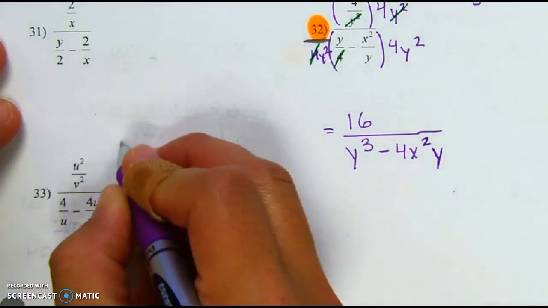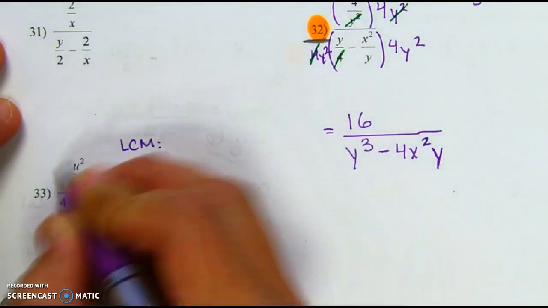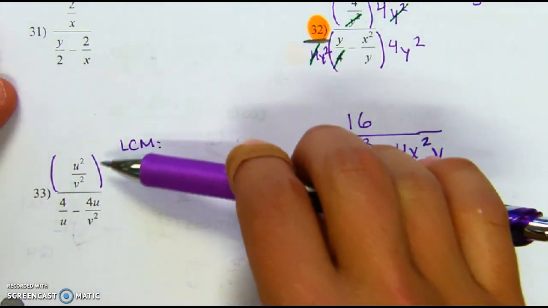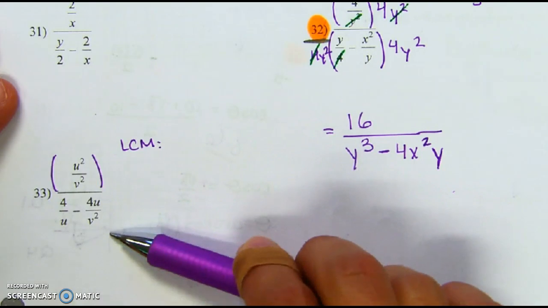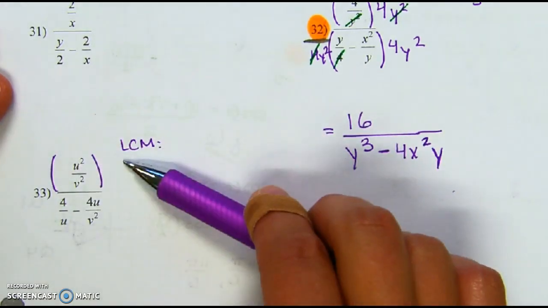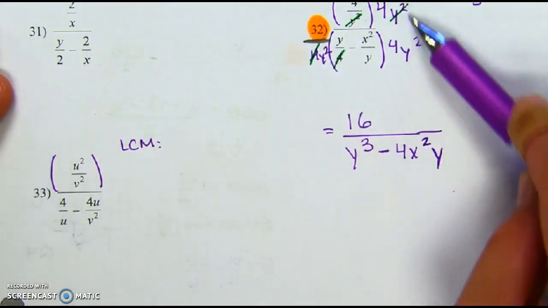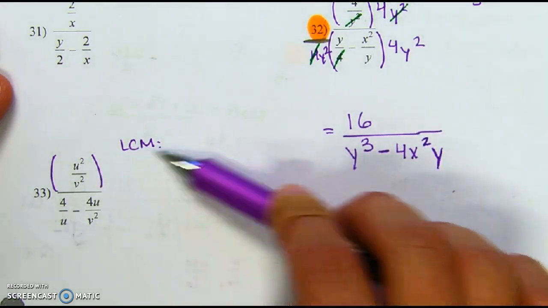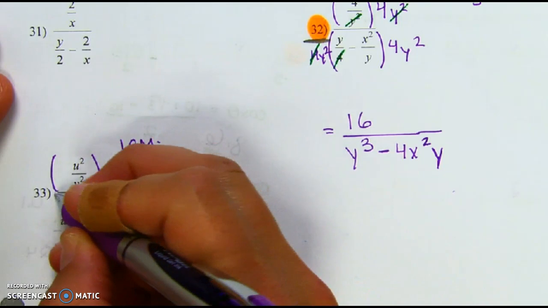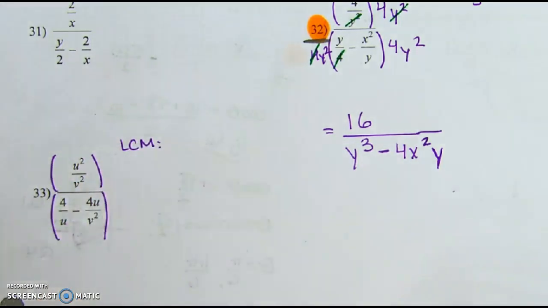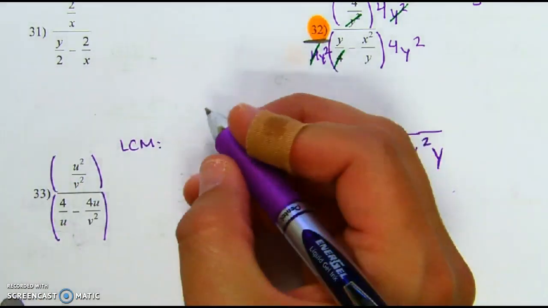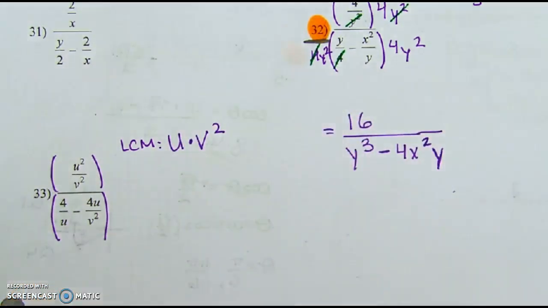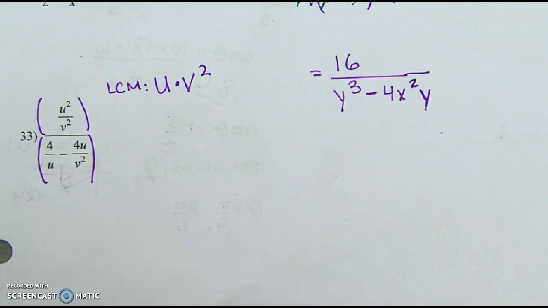In one step, what would cancel everything? You can't do v squared here and u here and 6 here. You can't do different things. That's the trick, it had to be the same thing on the top and on the bottom. So what would be the least common multiple that would make all your denominators cancel? U times v squared.